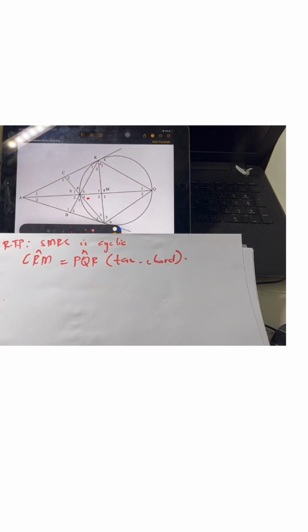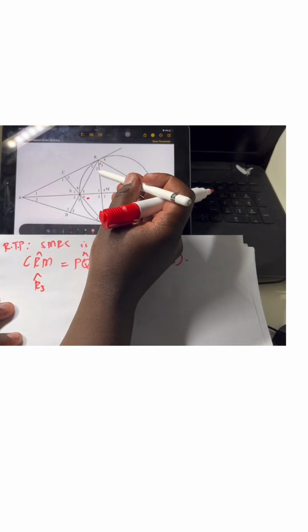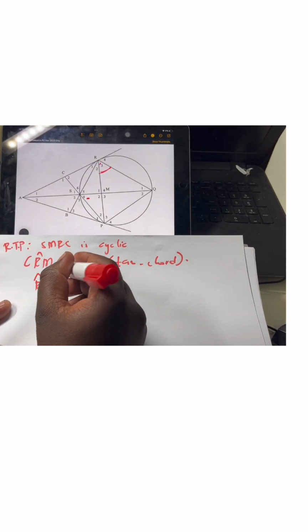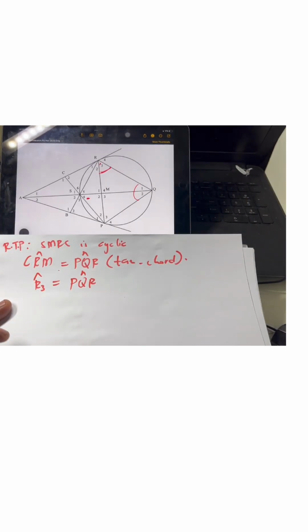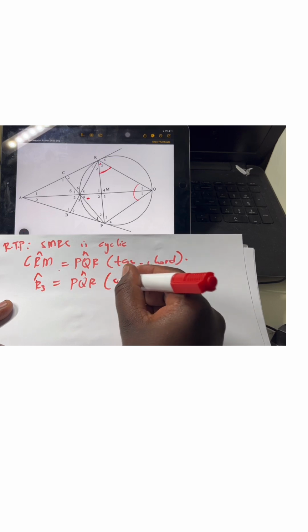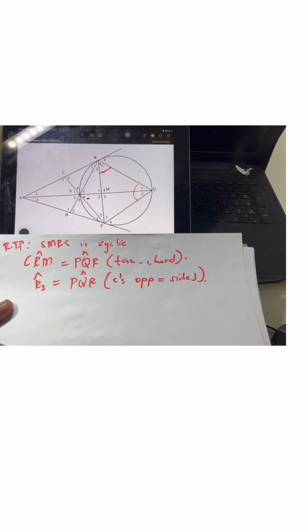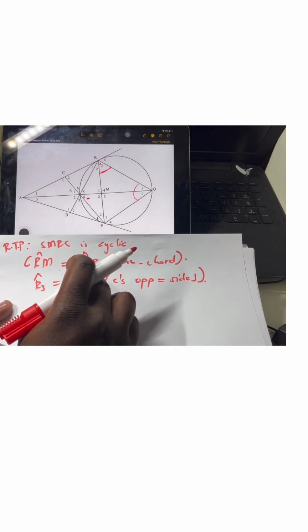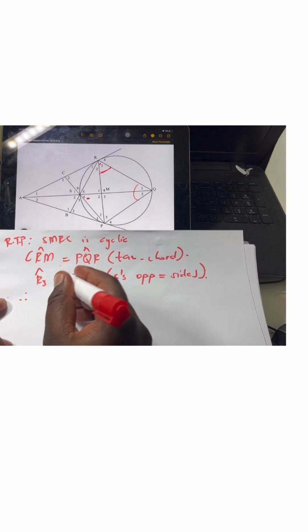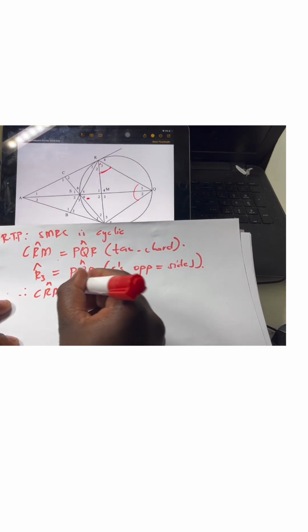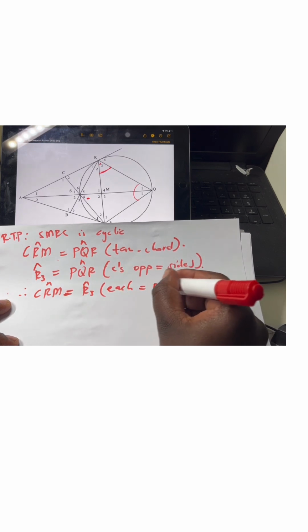Now that we know that angle CRM is equal to angle R3, this angle over here, we know that R3 is equal to PQR, this angle right here. Why? Because those are angles opposite equal sides. So now that we know that CRM is equal to PQR and angle R3 is equal to PQR, I can say CRM is equal to angle R3 because they're each equal to PQR.